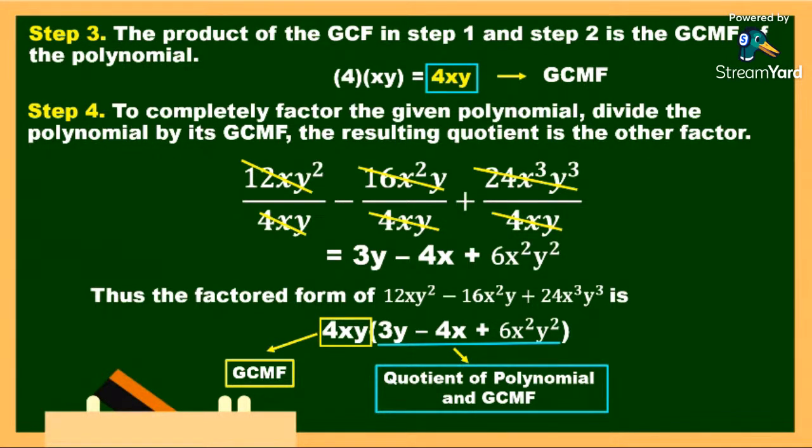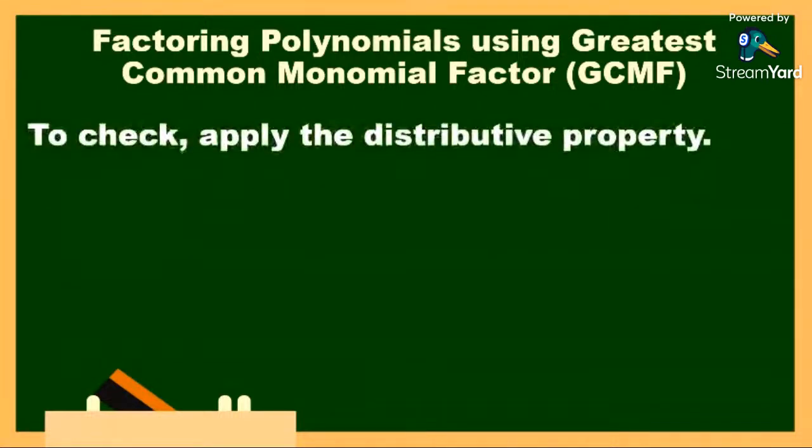At para ma-check natin kung tama nga ang ating factors ng ating given polynomial expression, i-apply natin dito ang distributive property. Dito ay i-multiply natin ang GCMF doon sa resulting quotient. So, 4xy times the quantity of 3y minus 4x plus 6x squared y squared. So, imumultiply muna natin yung GCMF na 4xy sa ating first term doon sa resulting quotient natin, which is 3y.